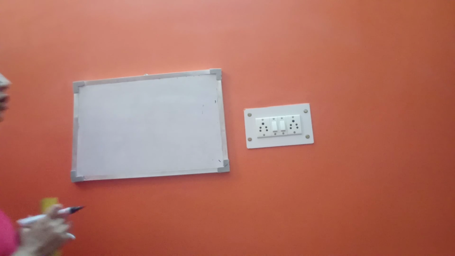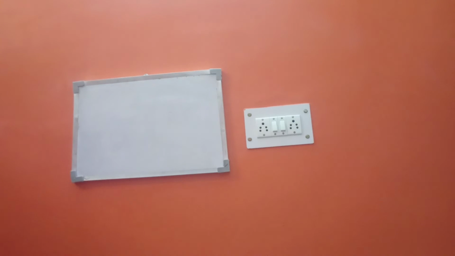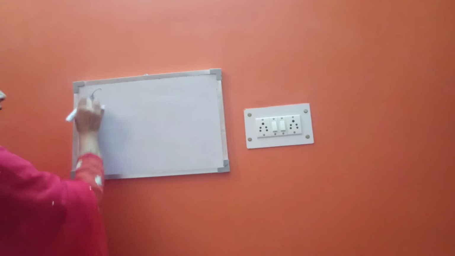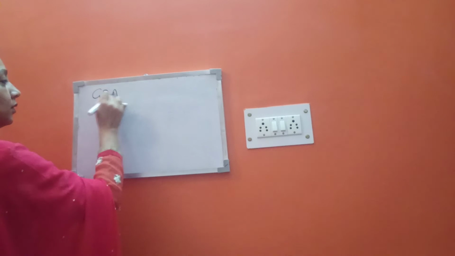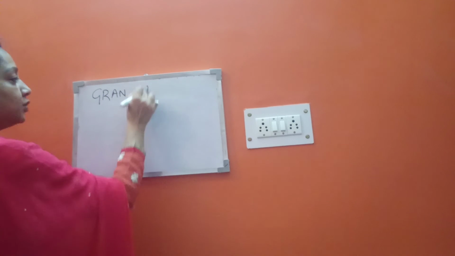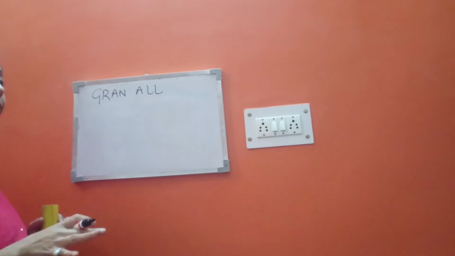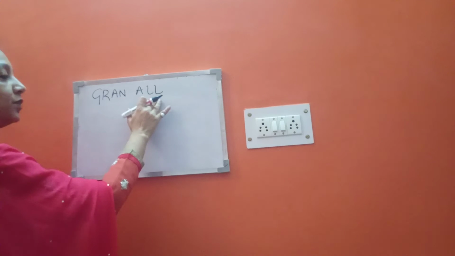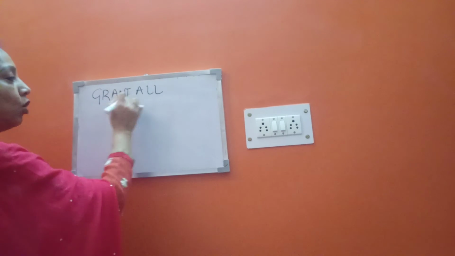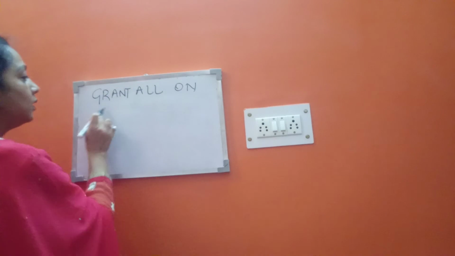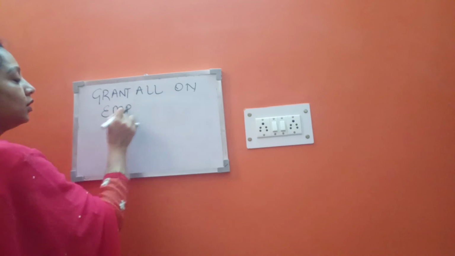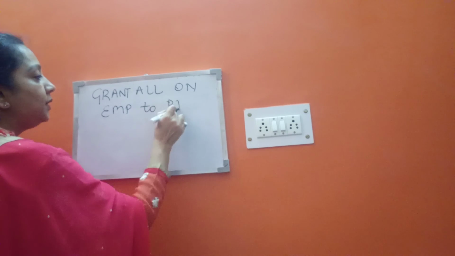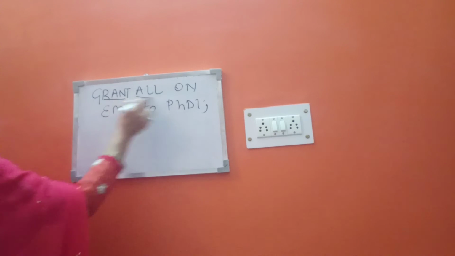Now, if I want to give all the permissions to a particular user, what will I write? Grant all. That is all the privileges that I have. If I want to grant all those privileges to a user, I will say grant all on which table? To PhD1. I will say grant all permissions.